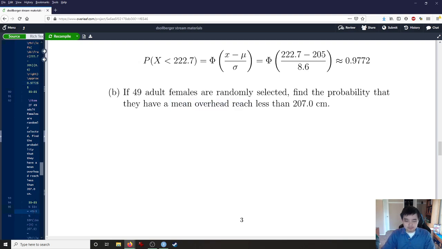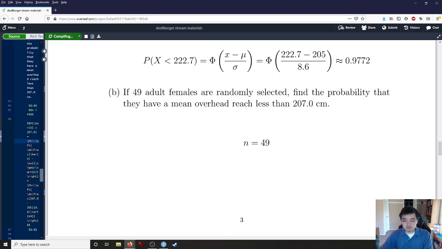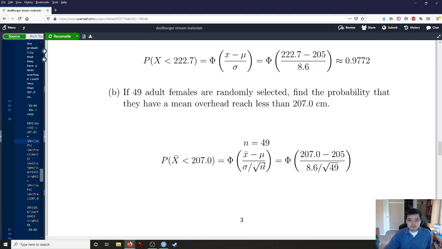In particular, in the notation, our value for n is 49. And what the central limit theorem said in the above formulas is that we'll be using this updated version of the z-score conversion, the one with the square root of n down here.